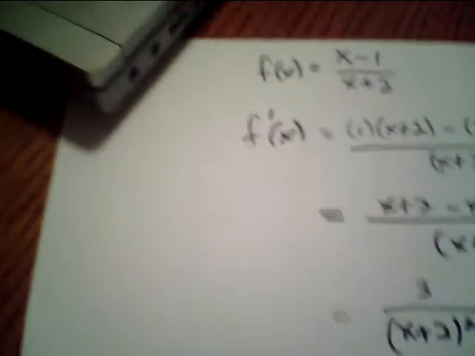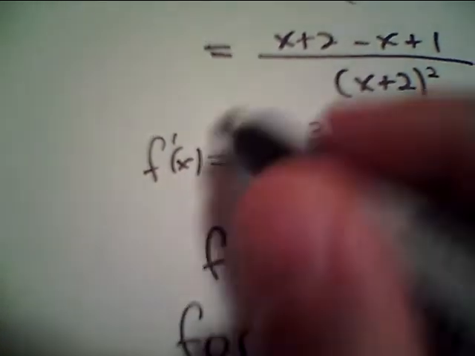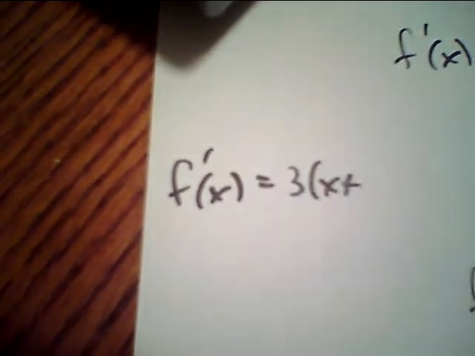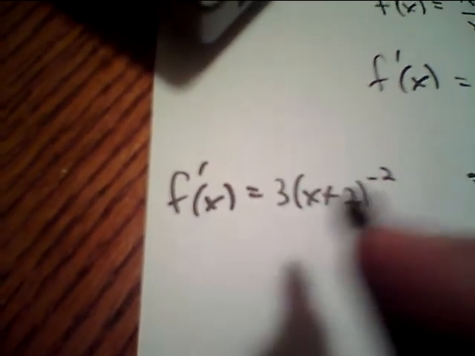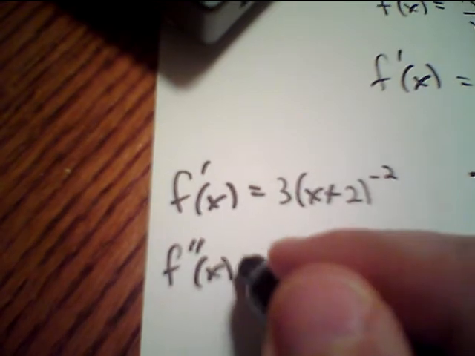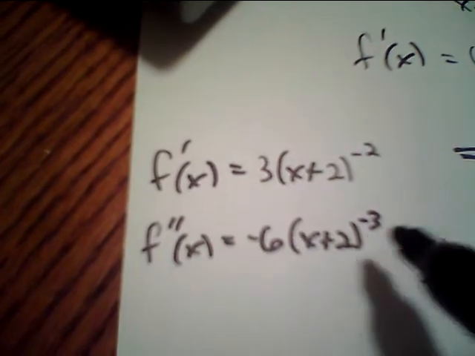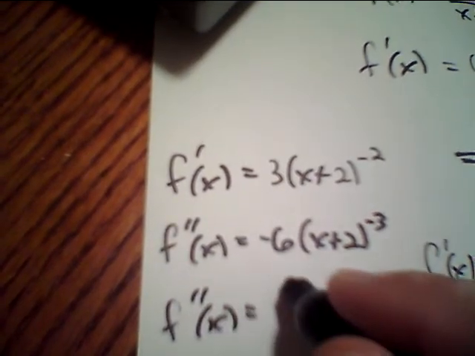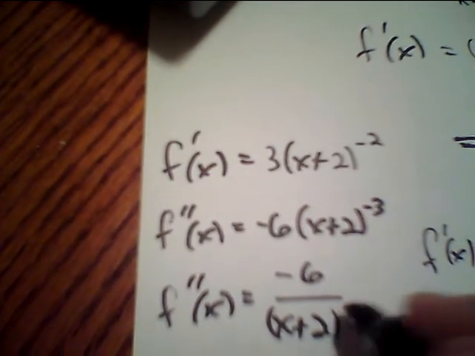Okay. Now let's look at the second derivative. So I'm going to focus on, here's f prime of x. I'm going to focus on this form here. And when I take the second derivative, probably the easiest thing to do is to write the first derivative as 3 times x plus 2 to the minus 2 power. And when I take the second derivative, I get minus 6 times x plus 2 to the minus 3. And then when I take the derivative of the inside, that's simply 1, so that's not going to change anything. So I get f double prime equals minus 6 over x plus 2 to the third power.